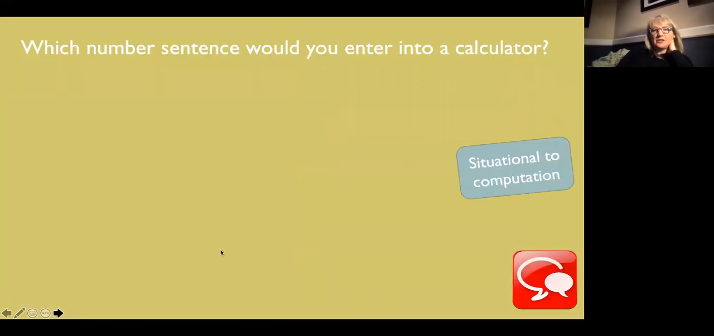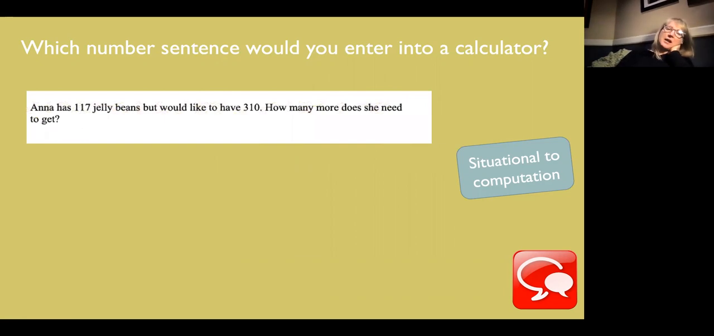Okay, so another little test. Which number sentence would you enter into a calculator? If Anna has 117 jelly beans, but would like to have 310, how many more does she need to get? Here they cannot write 117 plus an amount in a calculator.